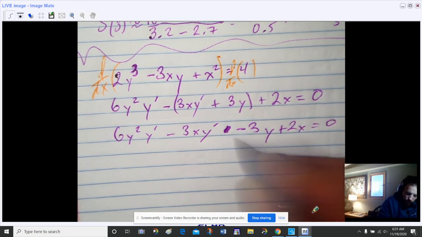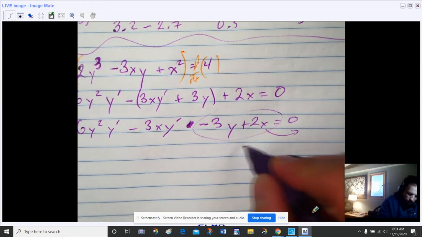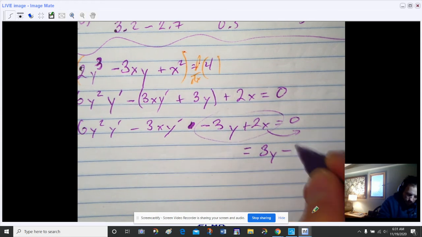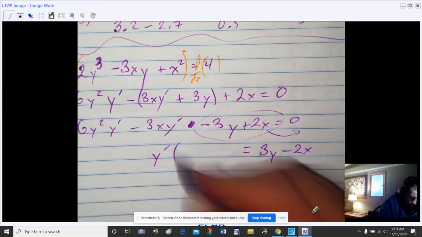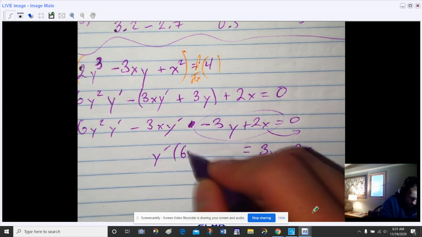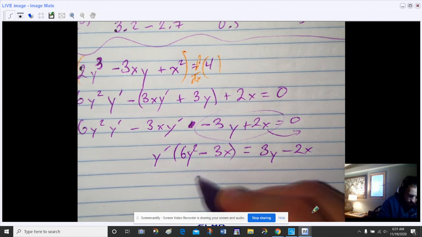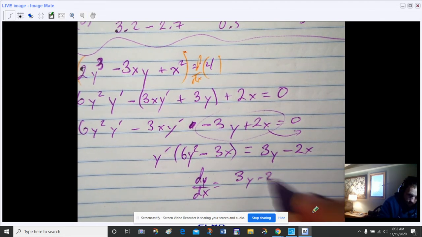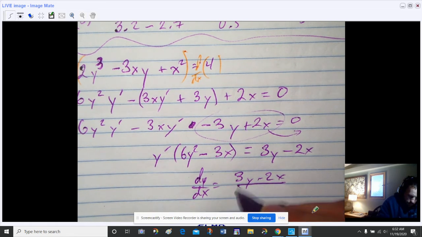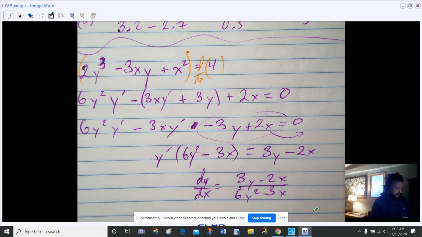I'm going to move these to the other side. So we end up with 3y minus 2x. Over here, we're going to factor out that y prime. And so we have 6y squared minus 3x. And so dy over dx equals 3y minus 2x over 6y squared minus 3x. Can't divide anything to simplify down, and that's okay.